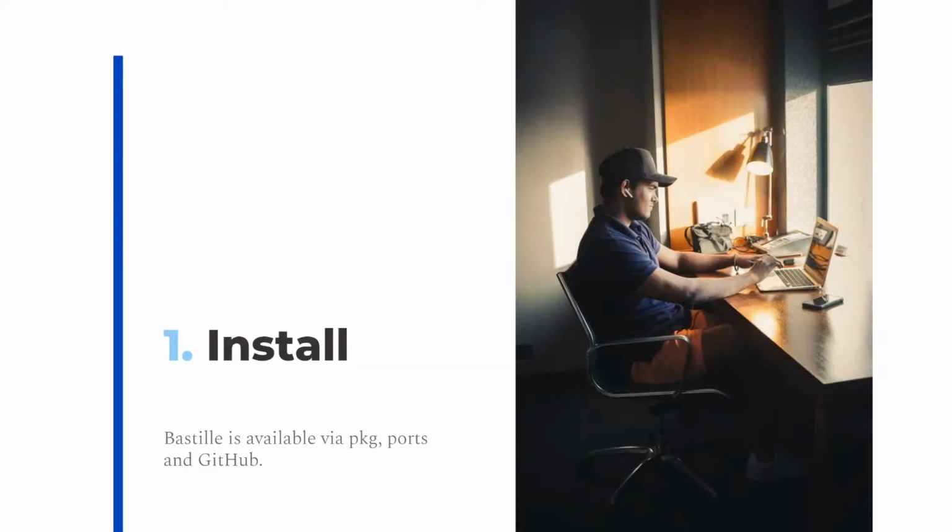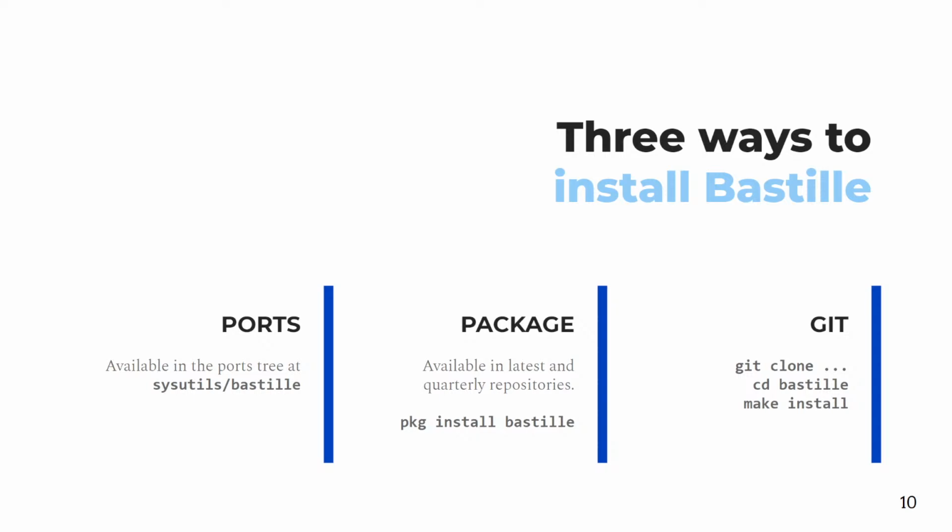All right. First of all, again, you just install it. Bastille is available via binary package format. It's in ports, and it's also on GitHub. I'll actually talk about how to install it from each of those different places. In the ports tree, it's at sysutils/Bastille. So you would do a make install in that directory. Package install Bastille, of course, to get the latest binary package. And then you can also just install from the Git repo using the makefile.